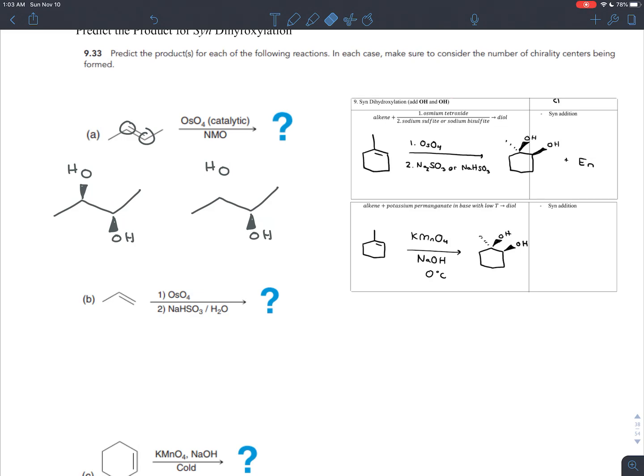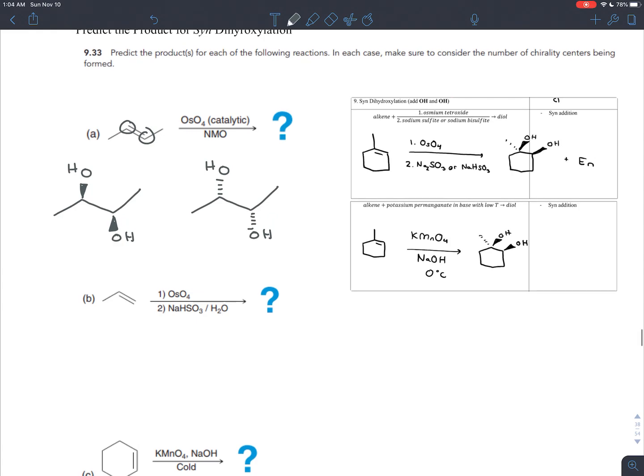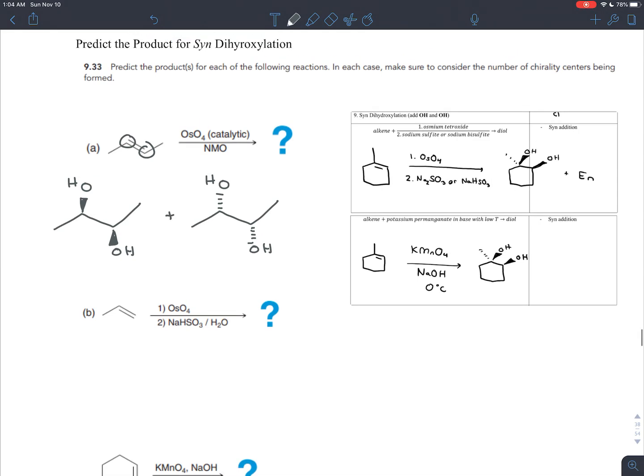So to get the enantiomers, you switch the configuration of all of those stereochemical bonds. If a bond was coming out at you, you make it going away. If the bond was going away, you would make it coming out at you. So you'd get a 50-50 mixture of these two enantiomers if you did syn dihydroxylation with osmium tetroxide on this alkene.